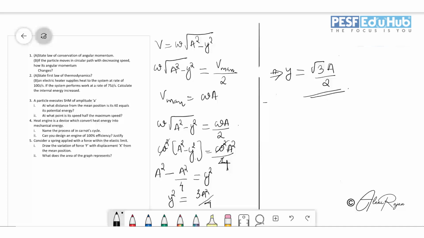So this is your answer, that is, at what point is its speed half the maximum speed. There y is equal to root 3 a by 2. So root 3 by 2 times the amplitude, the maximum amplitude. At that particular point, your speed will be half the maximum speed. Okay, so this is about your third question.